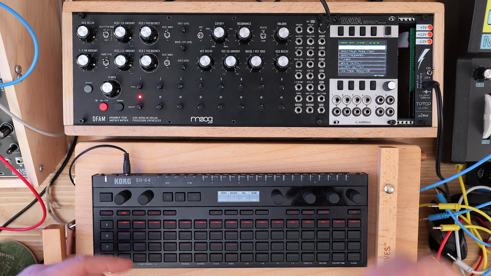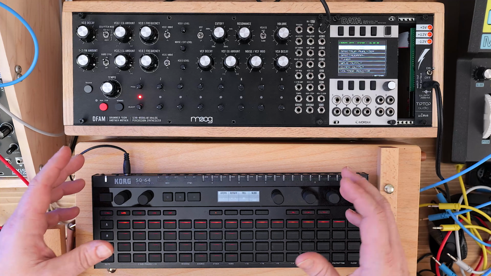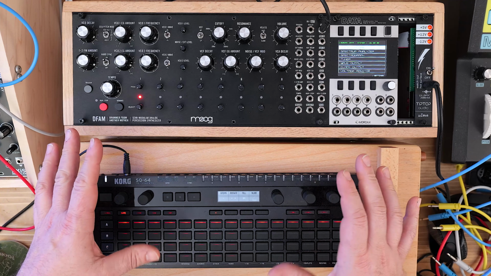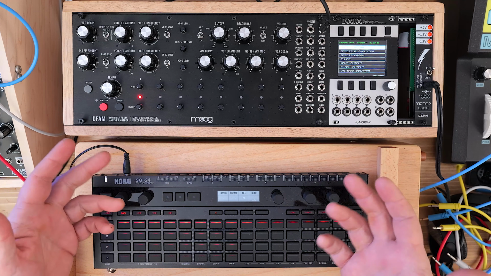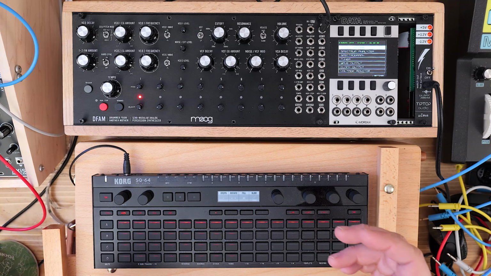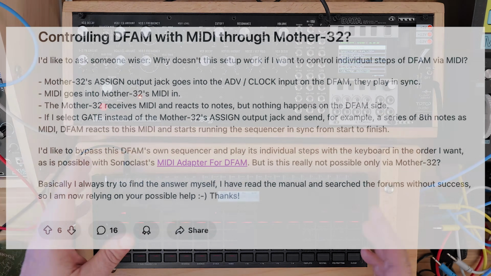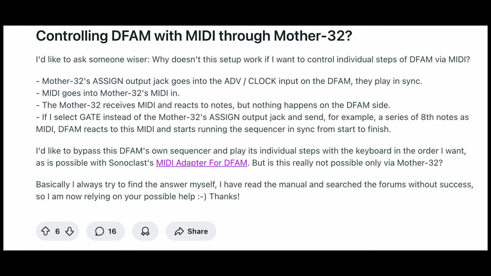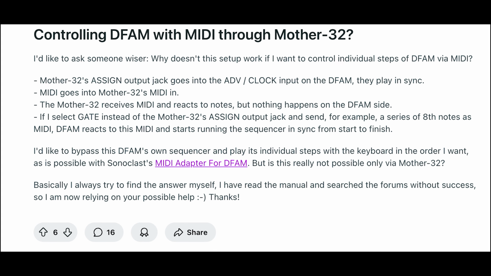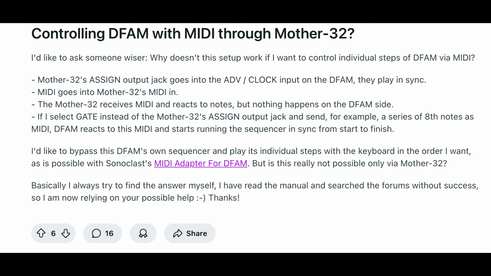But today I want to explore and explain the concepts behind this so that you can apply it to whatever hardware you have. So this came from a discussion on Reddit, on the Moog subreddit, where someone was asking about controlling the DFAM with MIDI through the Mother-32.